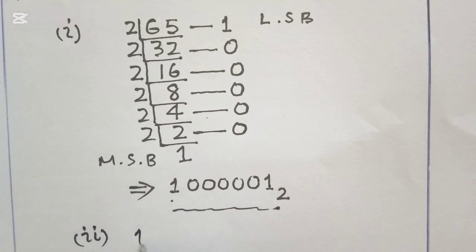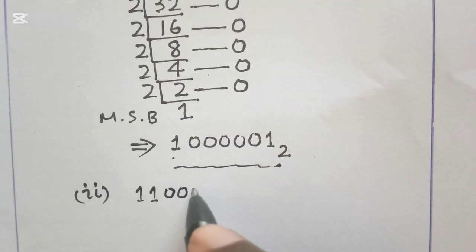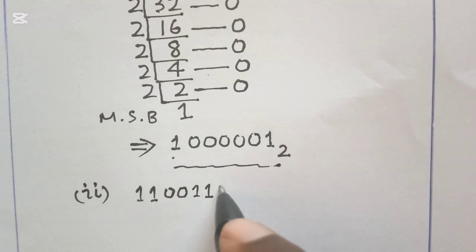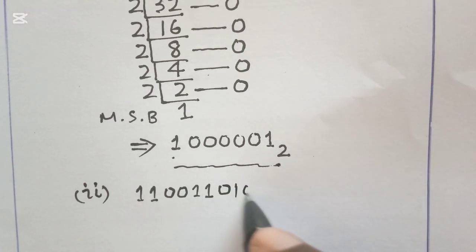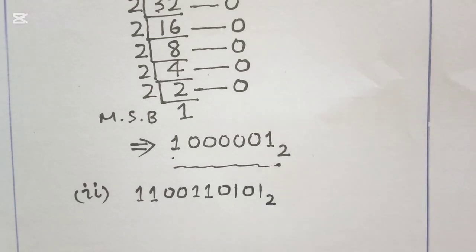We have 1, 1, and then we have 0, 0, 1, 1, and then 0, 1, 0, 1, 0, 1, 0, 1, and then we have the base there.